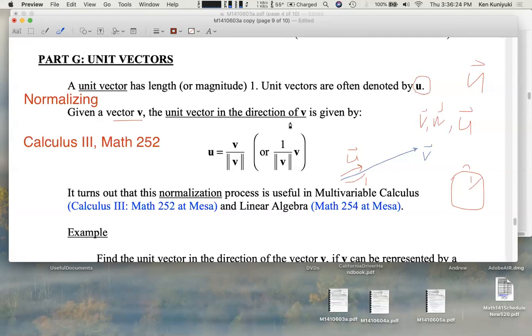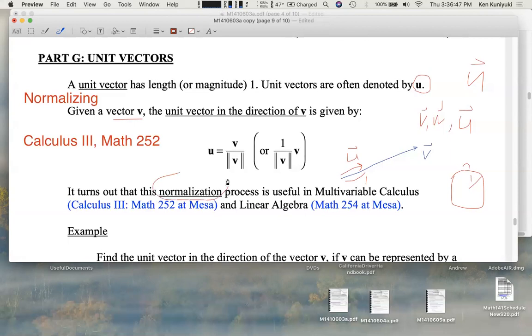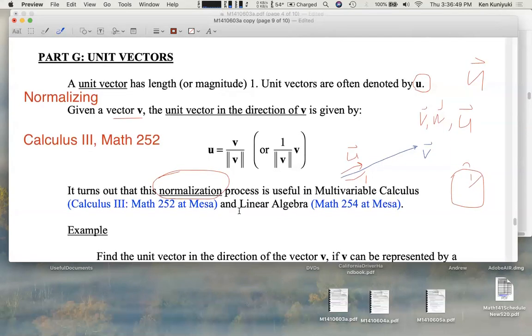So how do we get from V to U? To get from the vector V to the vector U, you take the vector V and you divide it by its length or magnitude. If you're uncomfortable with the idea of dividing a vector by a number, imagine that you're multiplying by the reciprocal of that number, the reciprocal of the length. Again, normalization. We do this all the time in calculus.